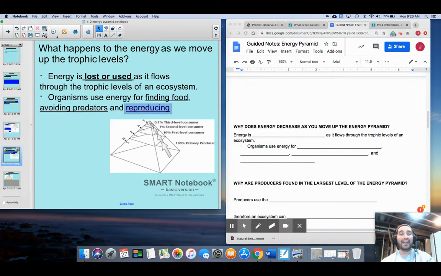All right, and examples of where this energy goes to: organisms use energy for finding food, avoiding predators, running away from being eaten, and reproducing. All of that requires energy.